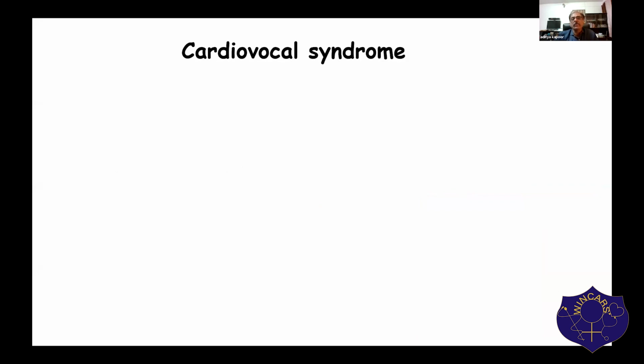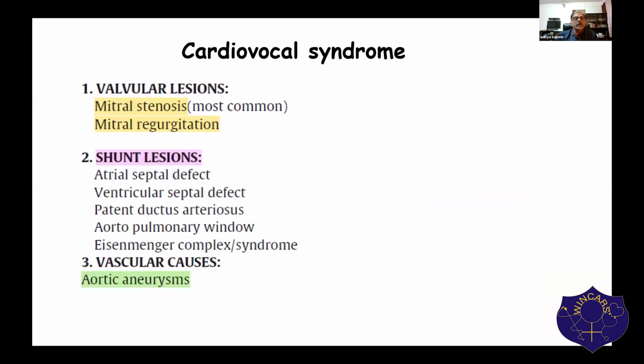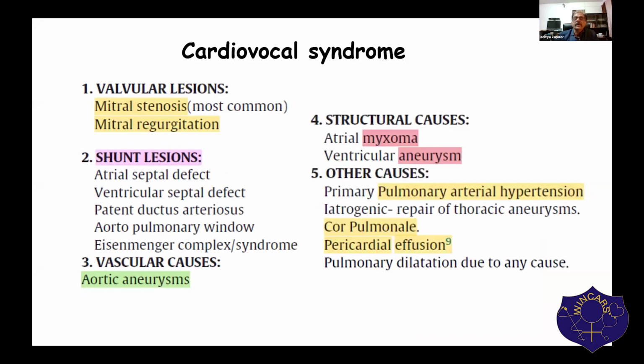Briefly, again, cardiovocal or the Ortner syndrome, be aware that valvular lesions are an important cause. Shunt lesions are an important cause. Madam had told that when the atria dilates, usually in shunt lesions, aneurysms, myxomas, and any cause of severe pulmonary artery hypertension. These are all causes of Ortner's or cardiovocal syndrome.